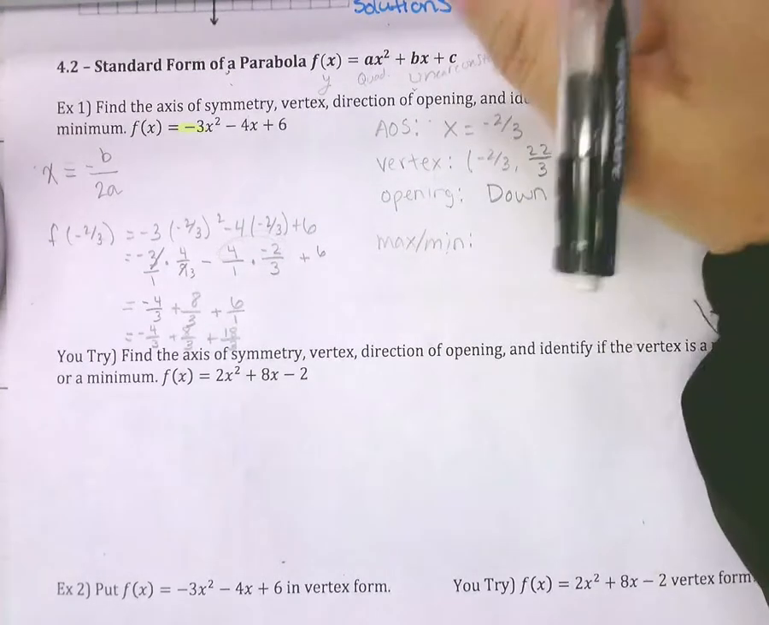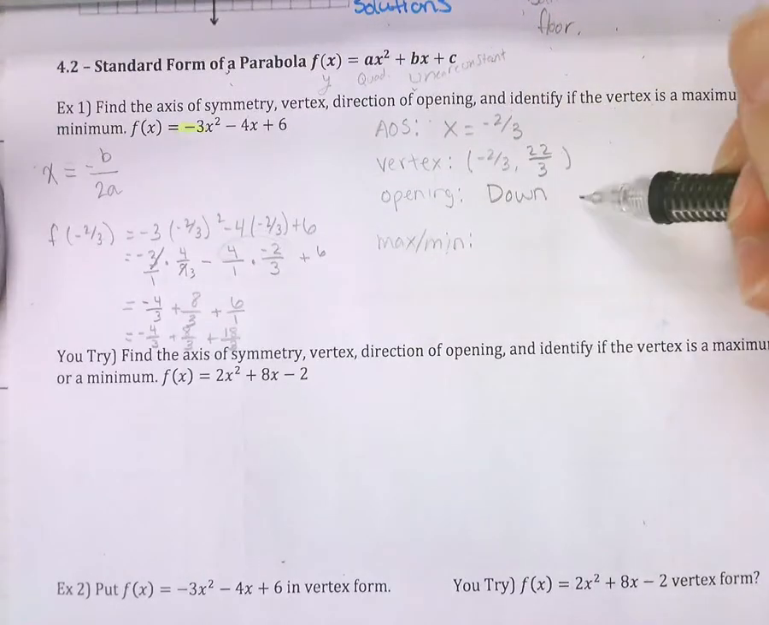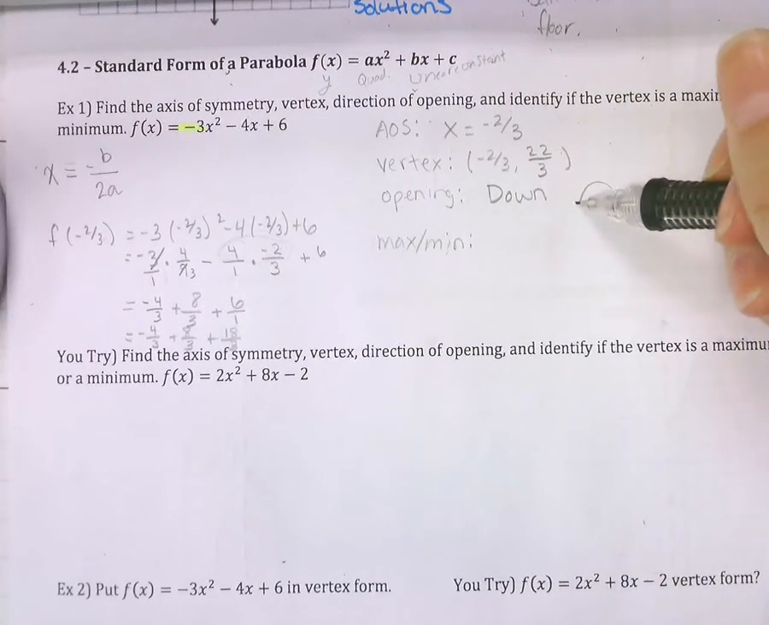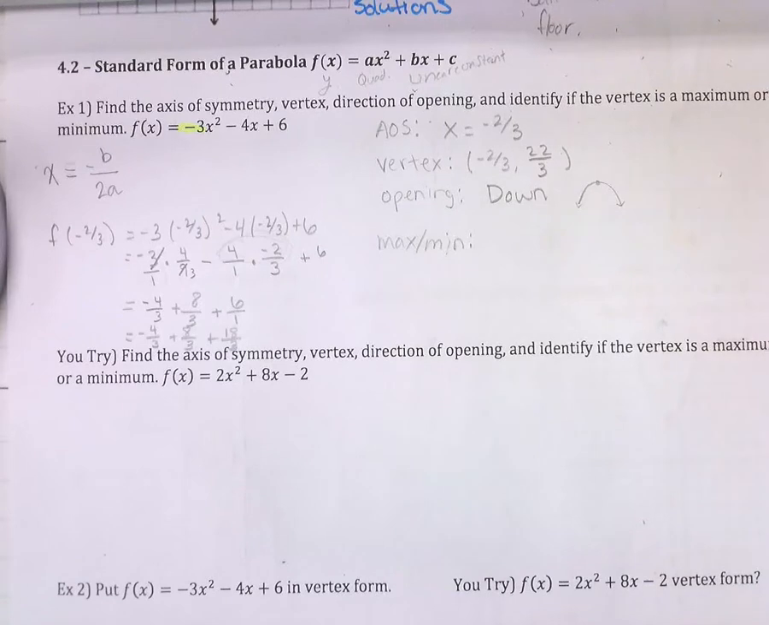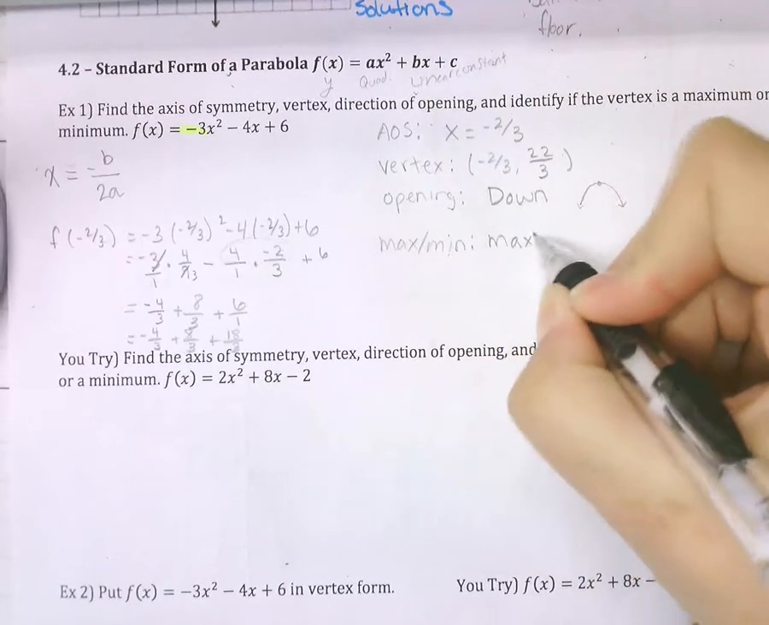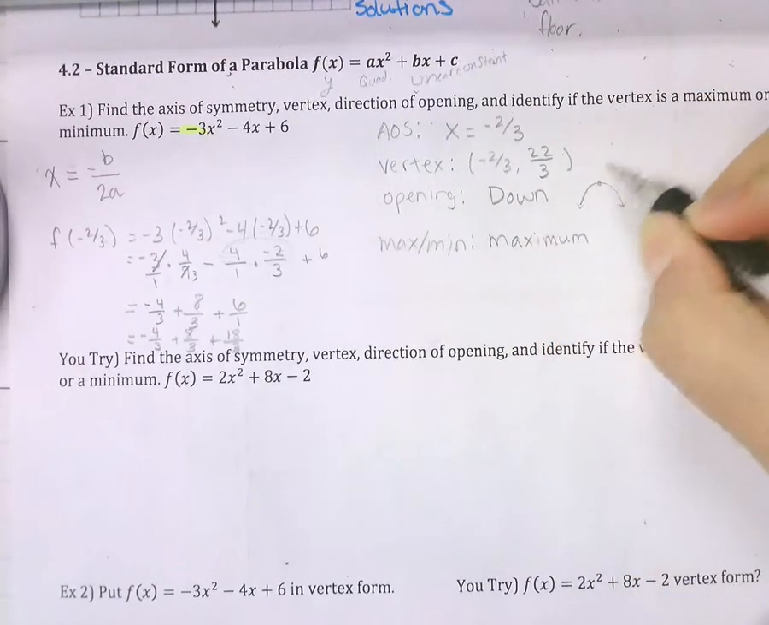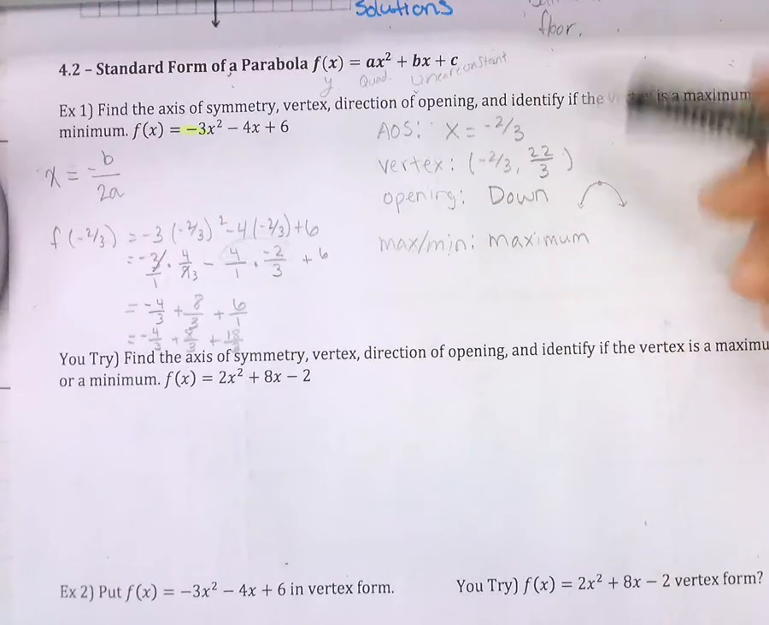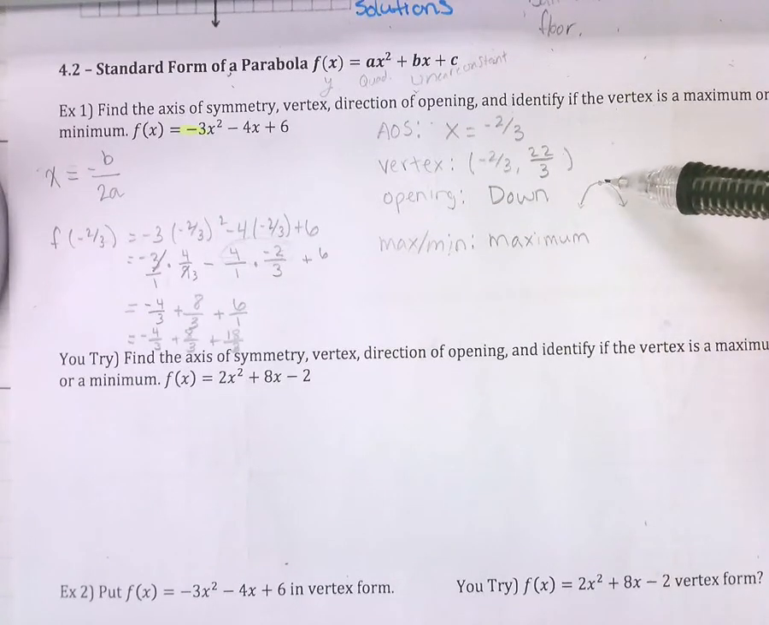If the parabola opens down, okay, it's going like this, then the vertex, is it a maximum or a minimum? Maximum, because it's at the top. If it's opening down, then it has a maximum or a highest value. If it's opening up, then it has a minimum value because it's like the bottom of it.